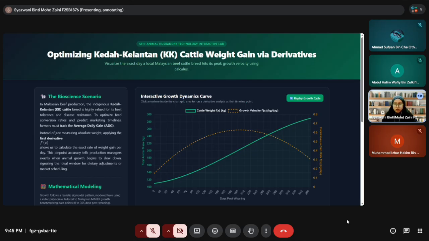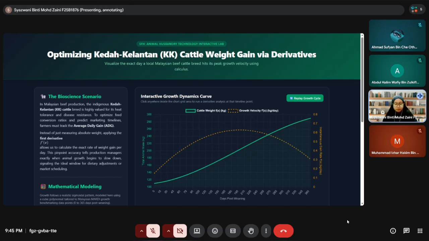Okay, summary of the chosen bioscience problem. This project focused on the growth performance of Kedah KK cattle, which is a local Malaysian beef cattle breed. The bioscience problem here is how farmers can accurately monitor cattle weight gain and identify the best period for feeding management and marketing. Normally, farmers only observe the total body weight of the cattle. However, this project used the concept of derivative in calculus to calculate the rate of weight gain per day, also known as growth velocity.